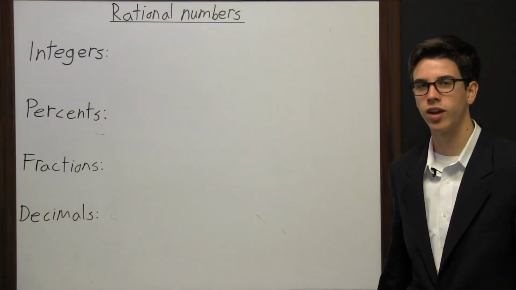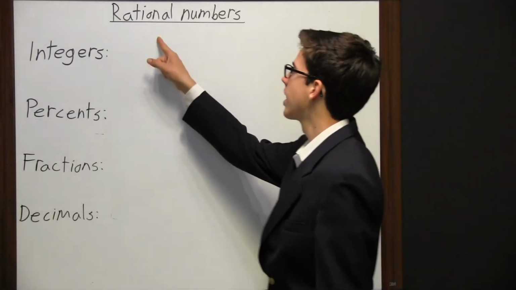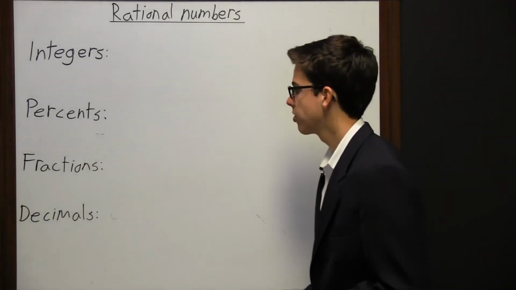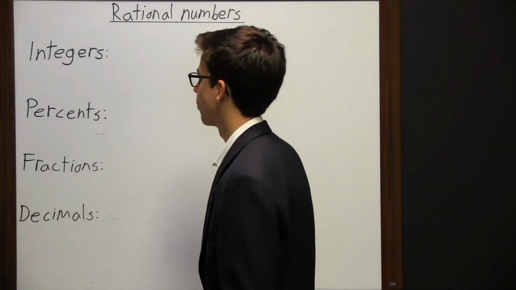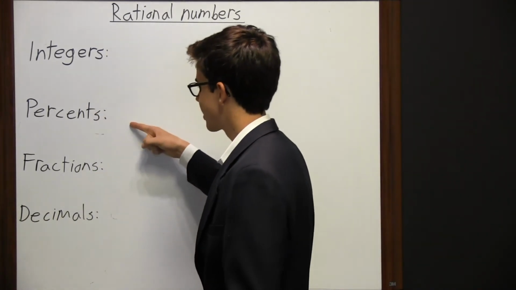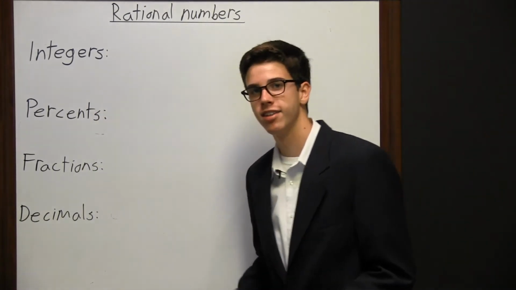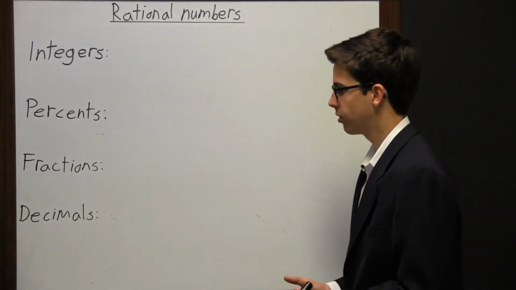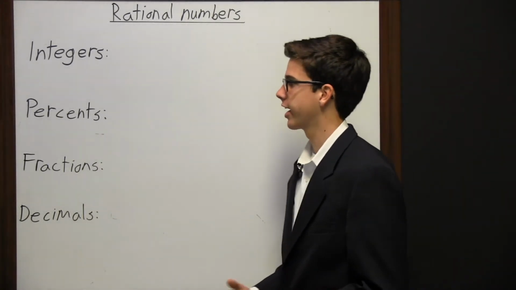In math, we have rational numbers and we have irrational numbers. So we're going to be taking a look at rational numbers, which have 4 different categories, and those are integers, percents, fractions, and decimals. So we're going to define each of these. Even if you're already somewhat familiar with them, we're going to go ahead and define them and give some examples.